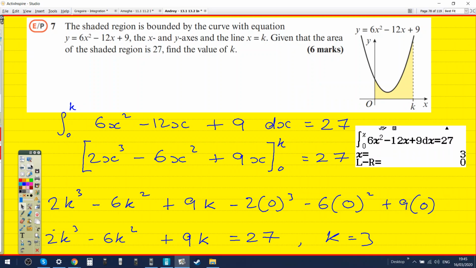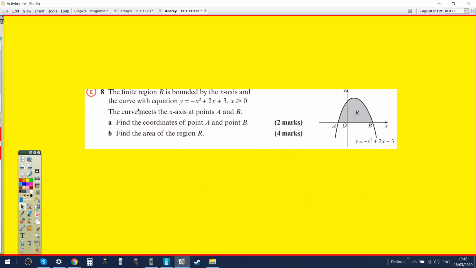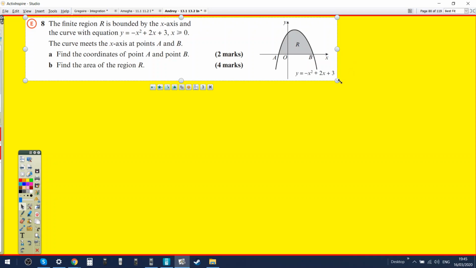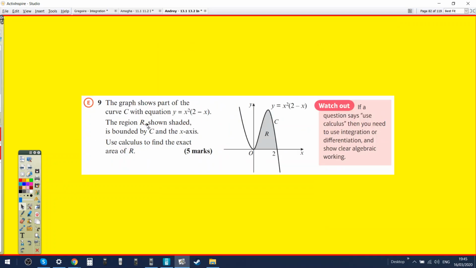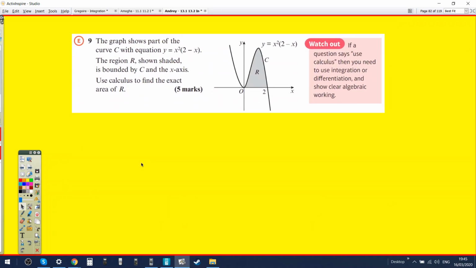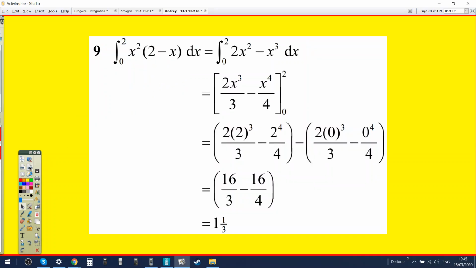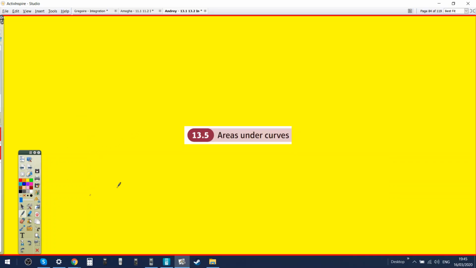Okay. Let me see this one. That's easy peasy. That's fine. Same thing. Great. Okay. Areas under curves. Probably a tick.